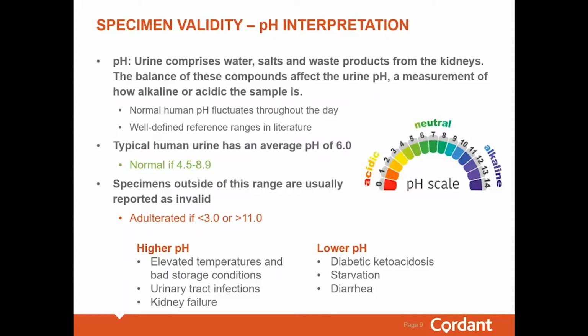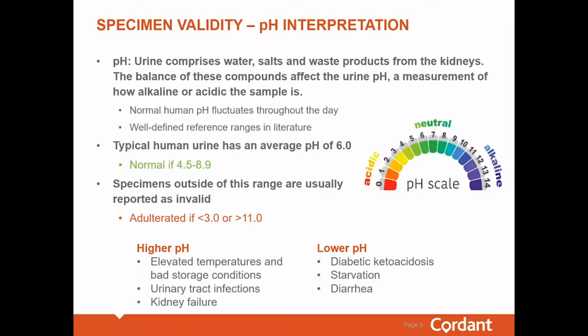pH. The urine is comprised of water, salts, and waste products from the kidneys. The balance of these compounds affects the urine pH, which is a measurement of how alkaline or acidic the sample is. Is it basic or is it acidic? Normal human pH can fluctuate throughout the day, but has well-defined reference ranges found in literature. This gives us the ability to easily identify if a sample has been tampered with.